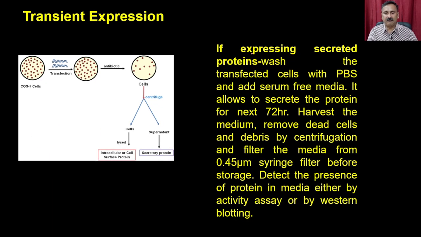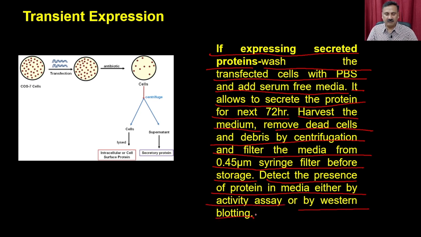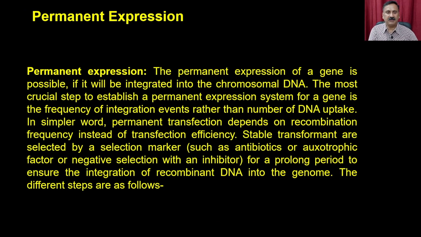If you are expressing secretory proteins, wash the transfected cells with PBS and add serum-free media. It allows the cells to secrete the proteins for the next 72 hours. Harvest the media, remove the dead cells and debris by centrifugation, and filter the media with a 0.45 micron syringe filter before storage. Detect the presence of the protein in the media either by an activity assay or by Western blotting. The second option is that you can also do permanent expression.